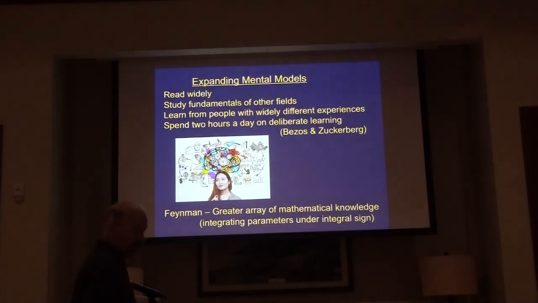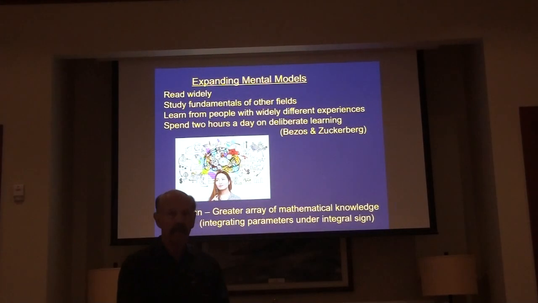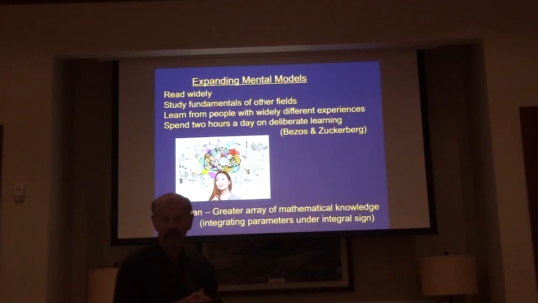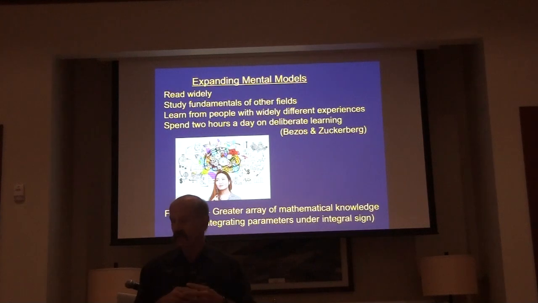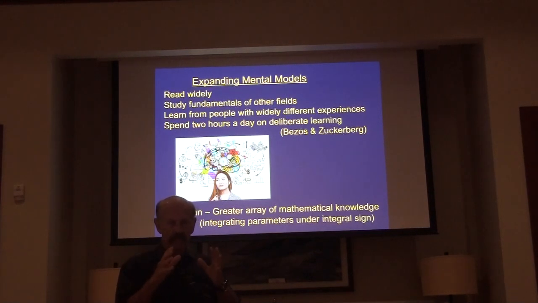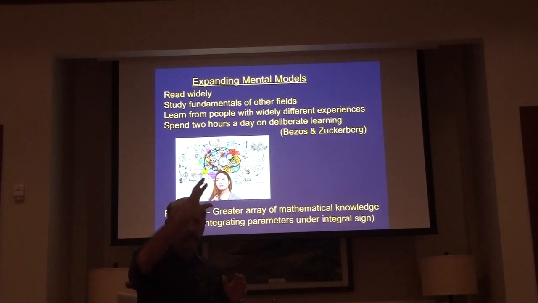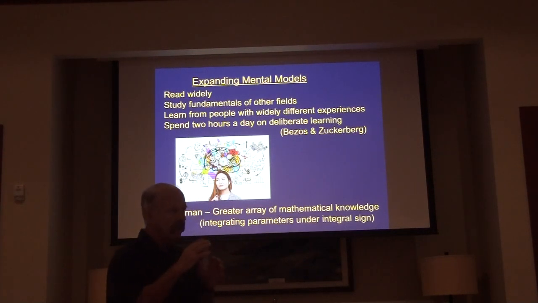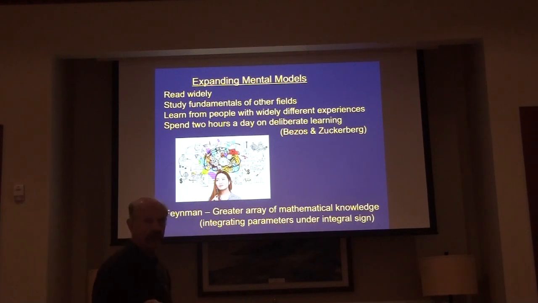And how do we expand these mental models? How do we become more creative? Read widely, not only in your own area, but around all the other fields. Study the fundamentals of other fields. I know a professor at Syracuse University, when I was a chemistry professor, who said, if you're doing a research project, don't just concentrate on your research. Read around what other people are doing, even if it's not necessarily your same subject area. Expand your mental model. Learn from people with widely different experiences.